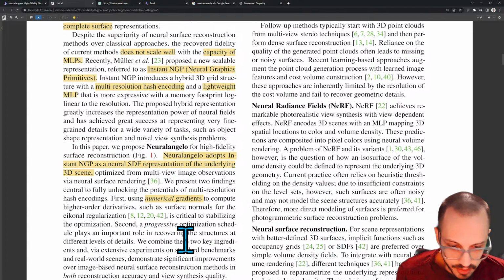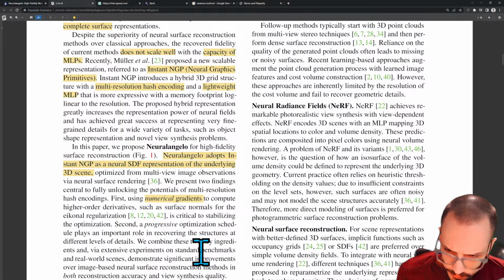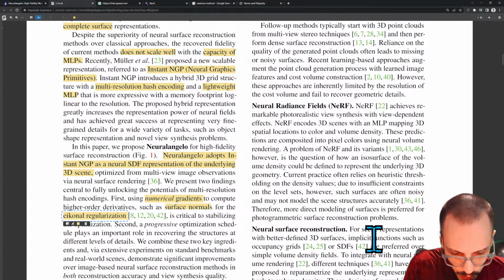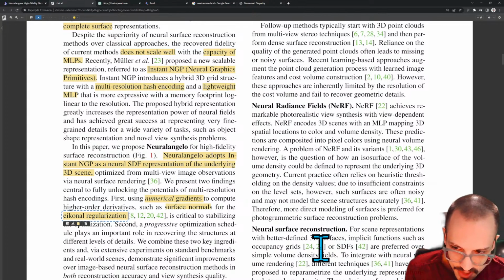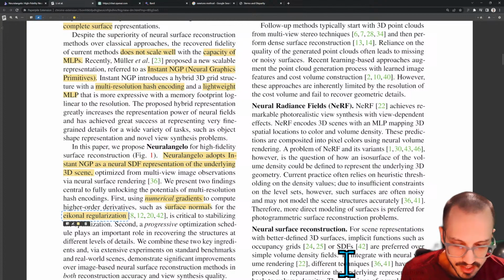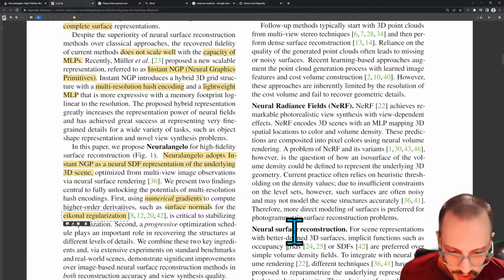Numerical, as in numerical approximation, such as surface normals for the eikonal regularization. Okay, so obviously surface normal is the surface vector. I don't really know what eikonal regularization is, but generally when you see regularization, it's some kind of additional constraint or prior that you're adding to your optimization process that regularizes it, right? Like makes it more stable and it generally converges better towards the answer that you want.